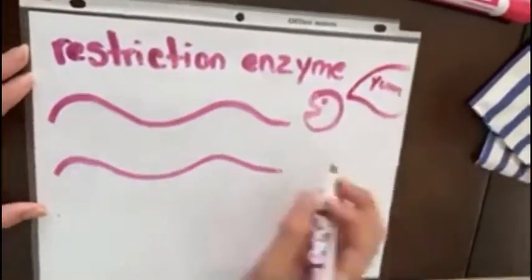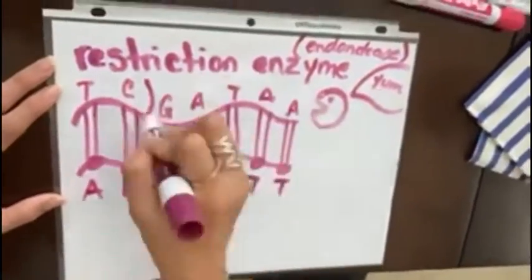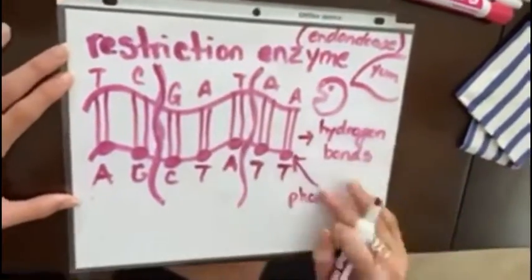Restriction enzymes, also known as endonuclease, cut DNA in a specific sequence at specific areas, which are known as restriction sites.